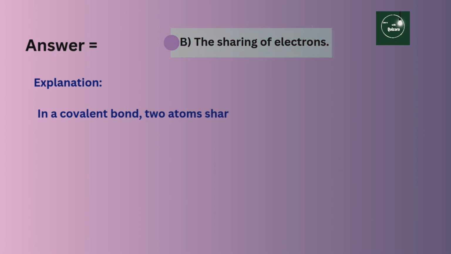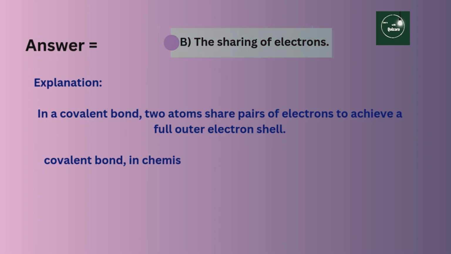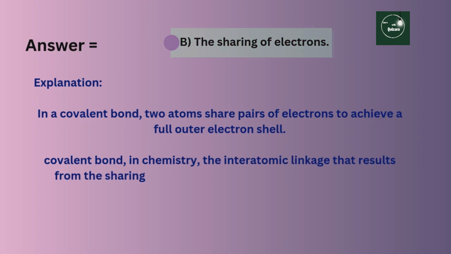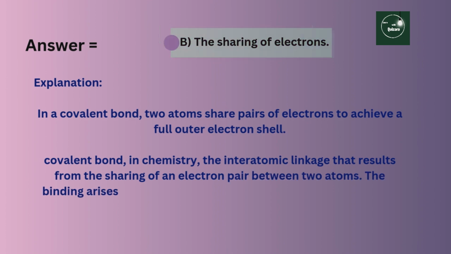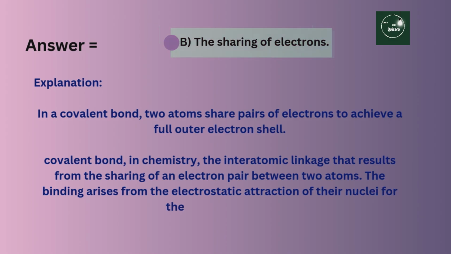Answer is B. The sharing of electrons. In a covalent bond, two atoms share pairs of electrons to achieve a full outer electron shell. Covalent bond, in chemistry, the interatomic linkage that results from the sharing of an electron pair between two atoms. The binding arises from the electrostatic attraction of their nuclei for the same electrons.